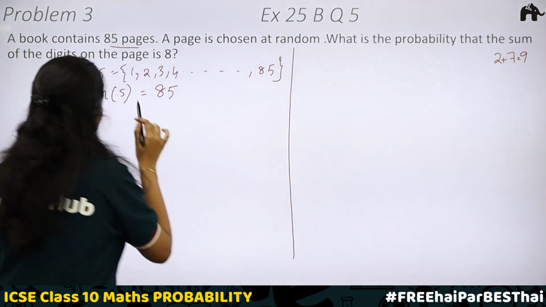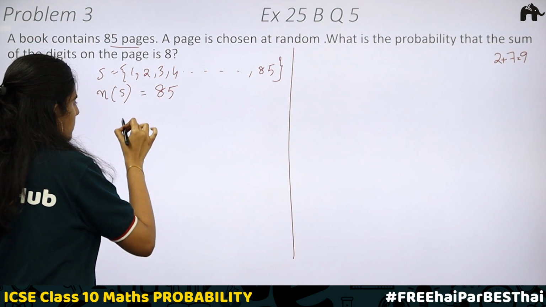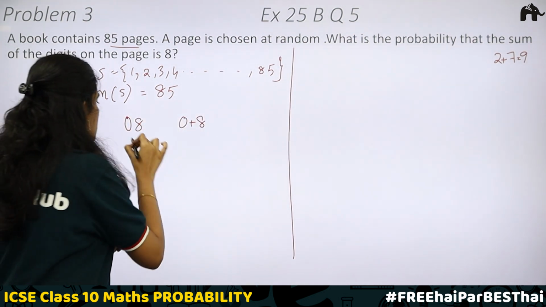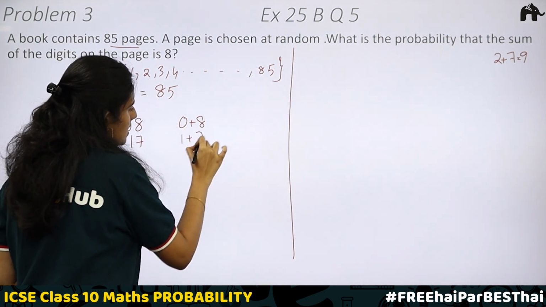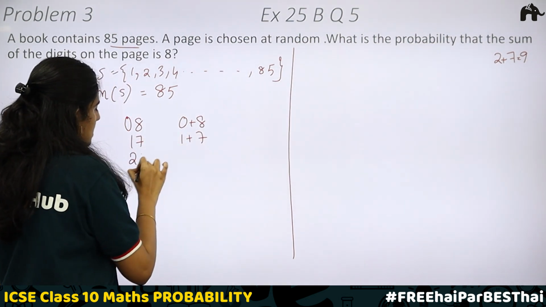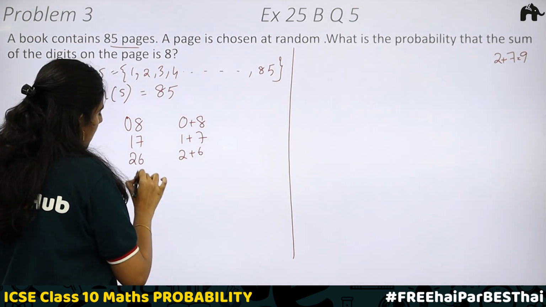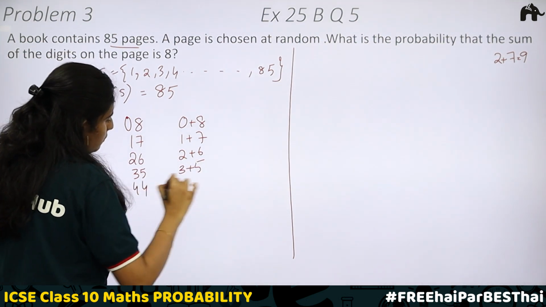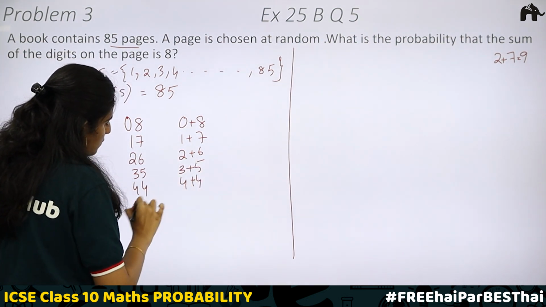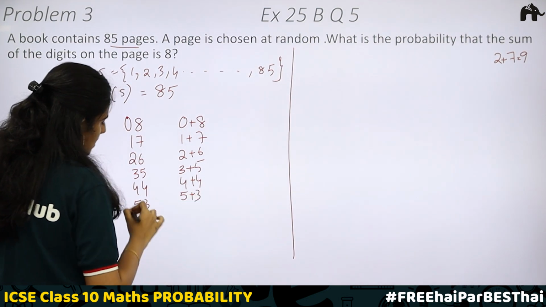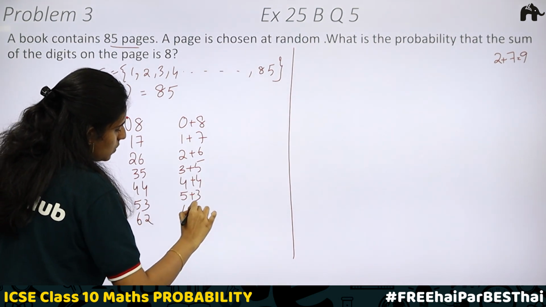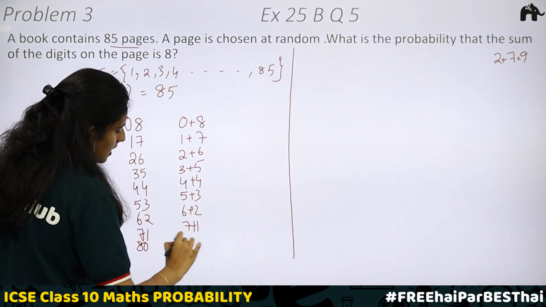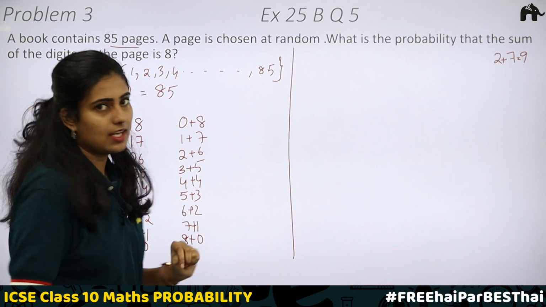How do we get 8? For example, take page number 8. Okay. 0, 8. 0 plus 8 is equal to 8. Next, page number 17. 1 plus 7 is 8. Page 26. 2 plus 6 is 8. Page 35. 3 plus 5 is 8. Page 44. 4 plus 4 is 8. Page 53. 5 plus 3 is 8. 62. 6 plus 2 is 8. 71. 7 plus 1 is 8. 80. 8 plus 0. That is 8.